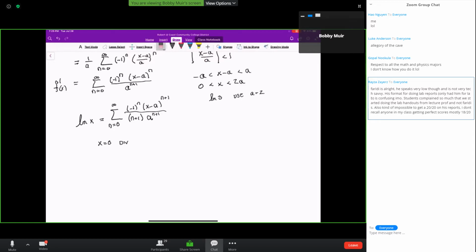Well, no, I can't necessarily say that. I have to actually plug it in. So it's going to be the sum of -1 to the n, and then it's going to be -a to the n plus.